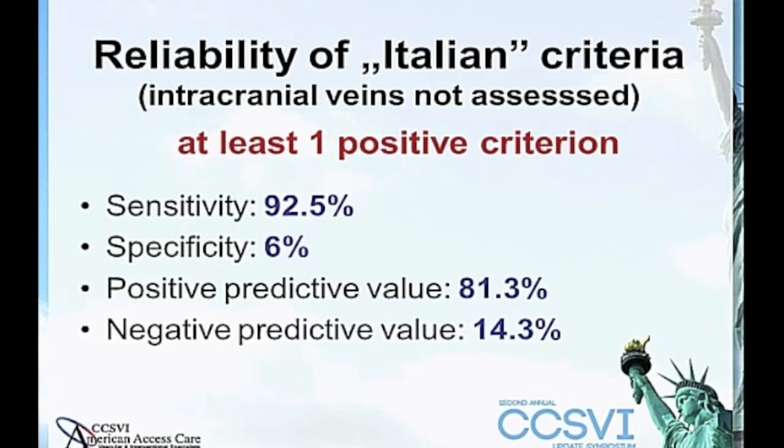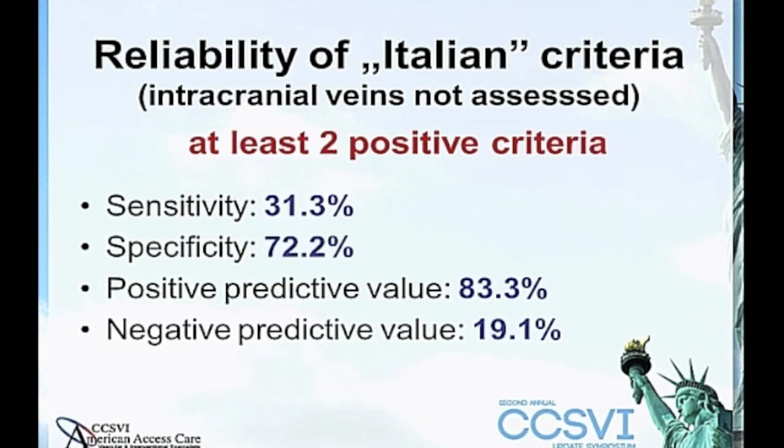And how reliable are the so-called Italian criteria? If you regarded at least one positive sonographic criterion, sensitivity was very high. But look at the specificity of this test. Again, positive predictive value, quite good. Negative, very poor. If you were looking for at least two positive criteria, all these numbers are not very satisfactory.